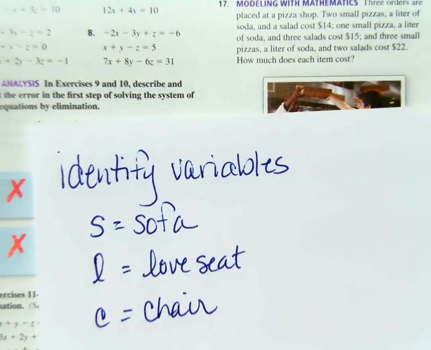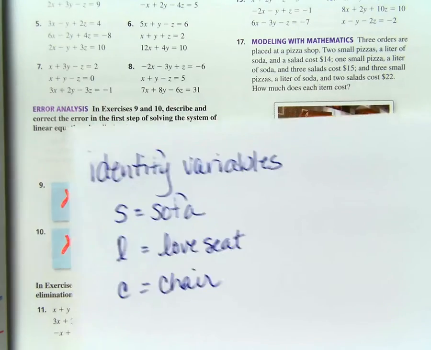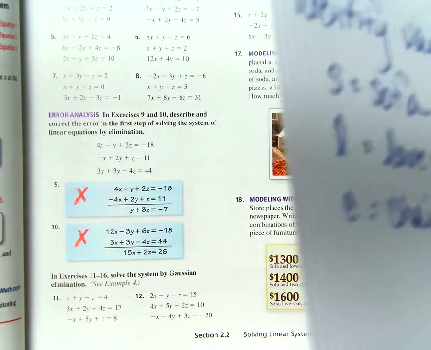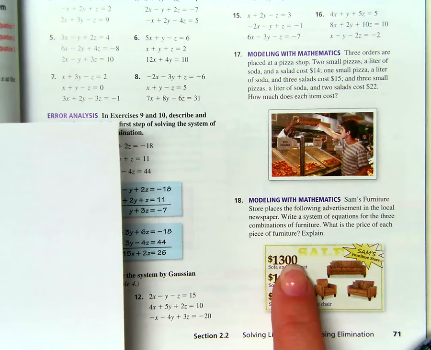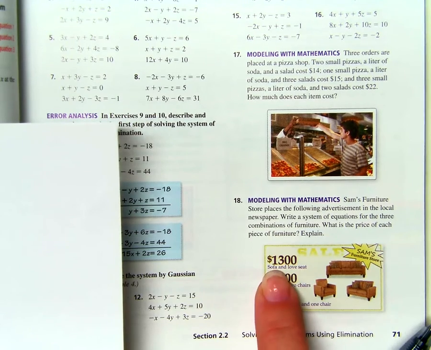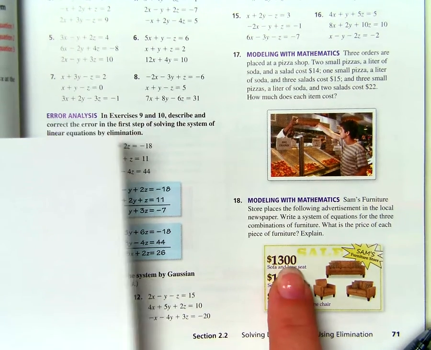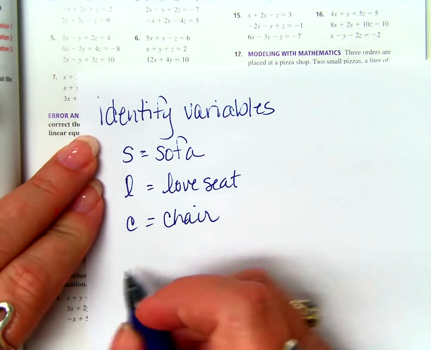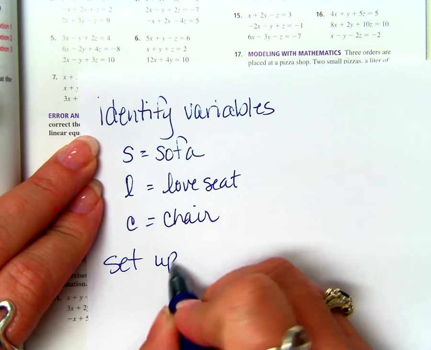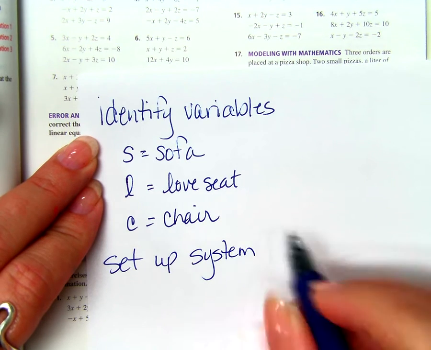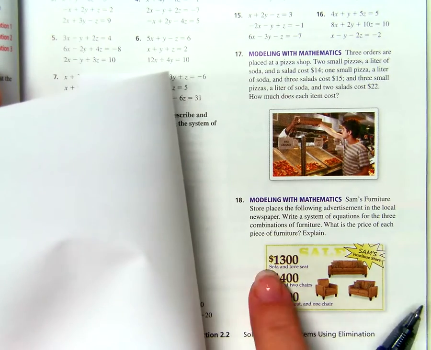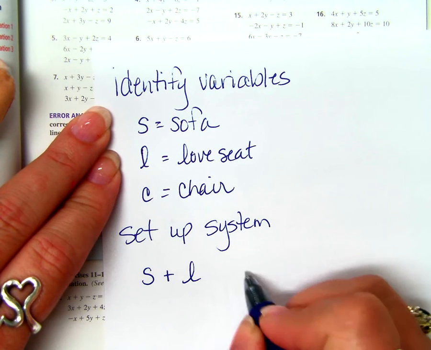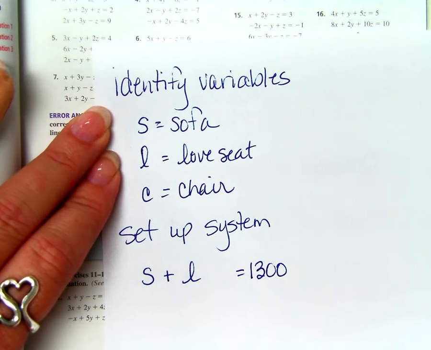I'm going to scoot this out just a second so we can have a little bit more room to write on this piece of paper. So we've got our explanation right here, right? A sofa and a love seat is $1,300. Well, if these are the variables we're using, the next thing we want to do is go ahead and set up our system. We know a sofa and a love seat cost $1,300. So sofa plus love seat equals $1,300.